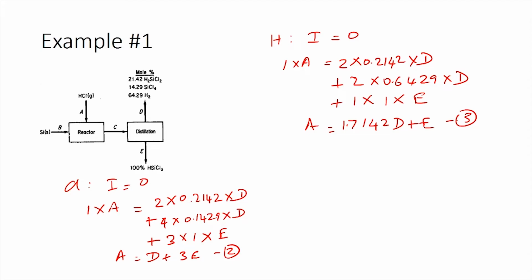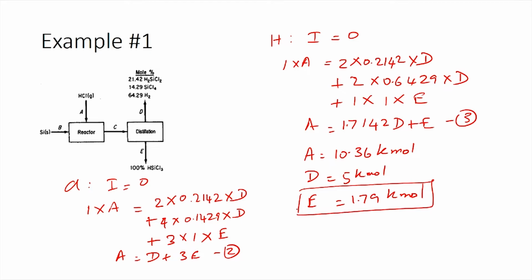Now, we have 3 equations and 3 unknowns, namely A, D and E. Solving for A, D and E using these 3 equations, we get A equals 10.36 kilomoles, D equals 5 kilomoles and E equals 1.79 kilomoles. So, we have been asked to calculate the amount of trichlorosilane which is produced. So, that would be stream E. So, we get 1.79 kilomoles of trichlorosilane being produced per 100 kilogram of silicon which is fed.